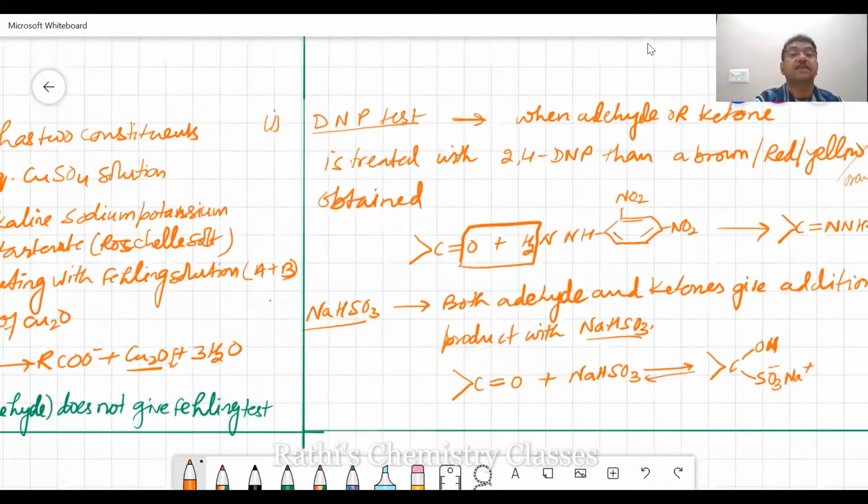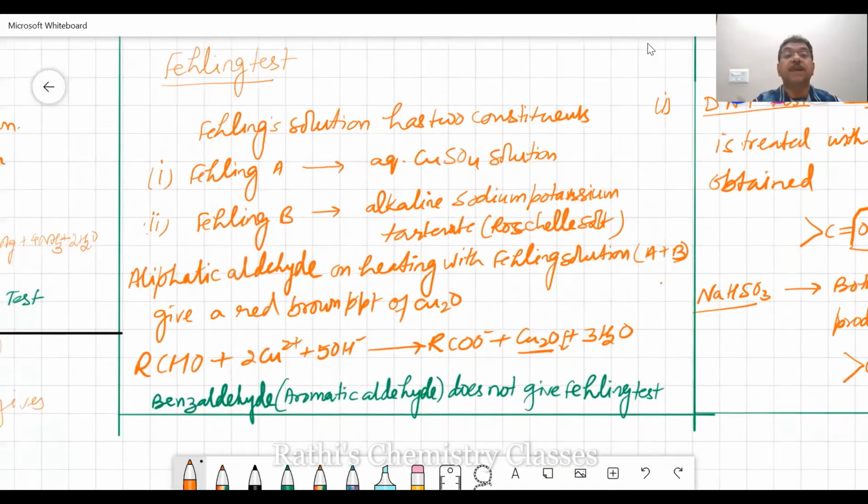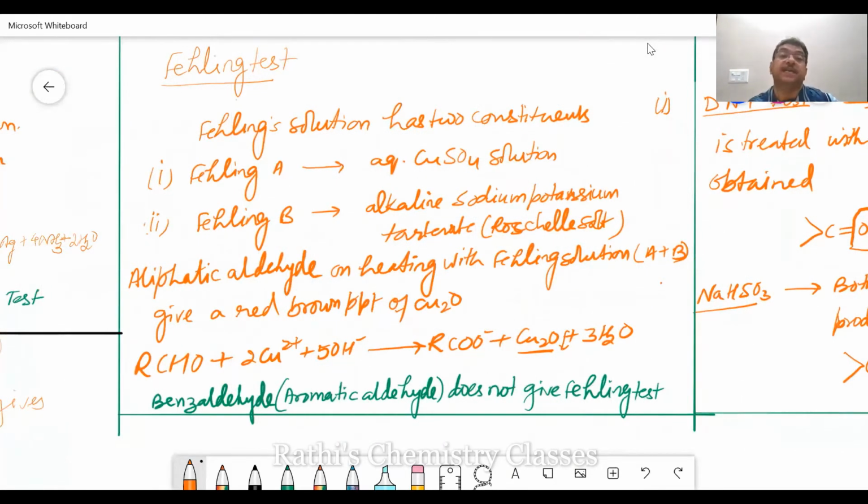Now, if we have to test only for aldehydes, then one is the Fehling test, another is the Tollens test. Fehling solution has two constituents: Fehling A, aqueous copper sulfate solution, and Fehling B, alkaline sodium potassium tartrate, which is also called Rochelle salt.